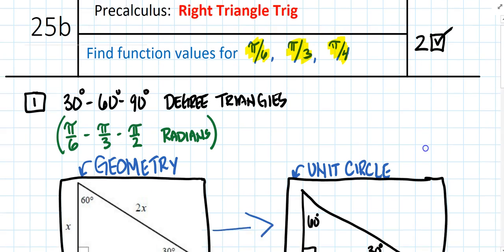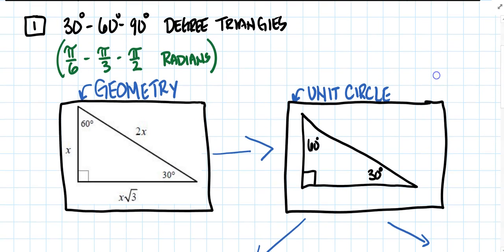There's only two boxes, so let's get going here. So box number 1, let's talk about the 30, 60, 90 degree triangle. And I want you to now notice that 30 degrees is the same thing as pi over 6. 60 degrees is the same thing as pi over 3. 90 degrees is the same thing as pi over 2. Just to keep radians in the forefront of our mind.